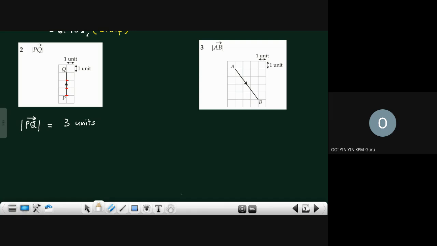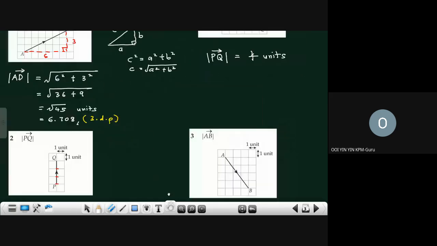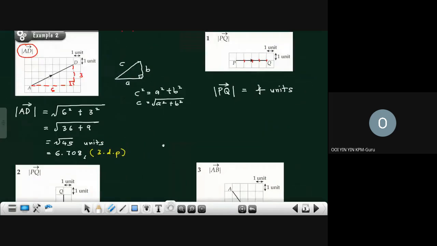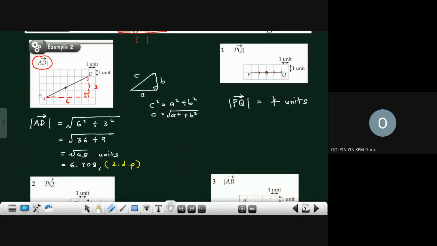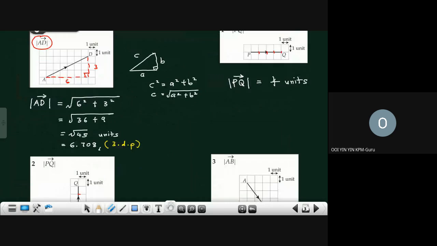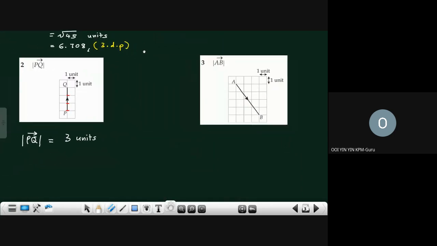you will need to do like what you did in the example just now, Example 2. If it is a slanting line, you have to use the Pythagoras theorem: C squared equals A squared plus B squared, this one is C here, to find it. But if it is horizontal or vertical, you just need to count the boxes. No need to use the Pythagoras theorem formula. So for this question, number 3.